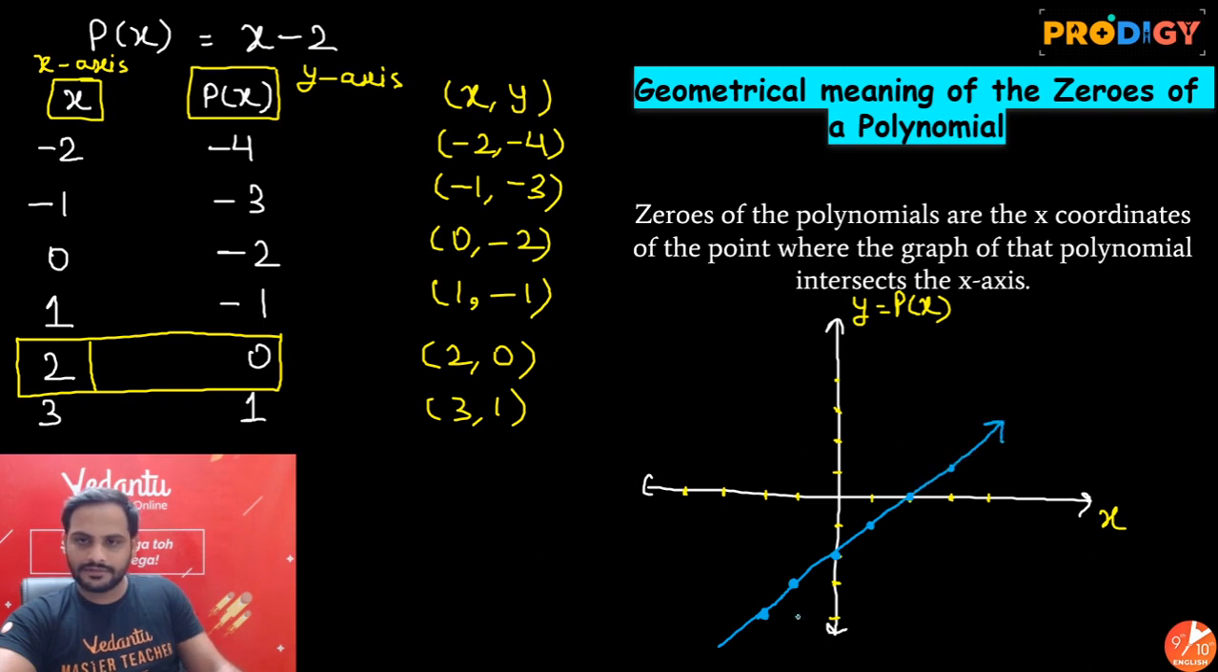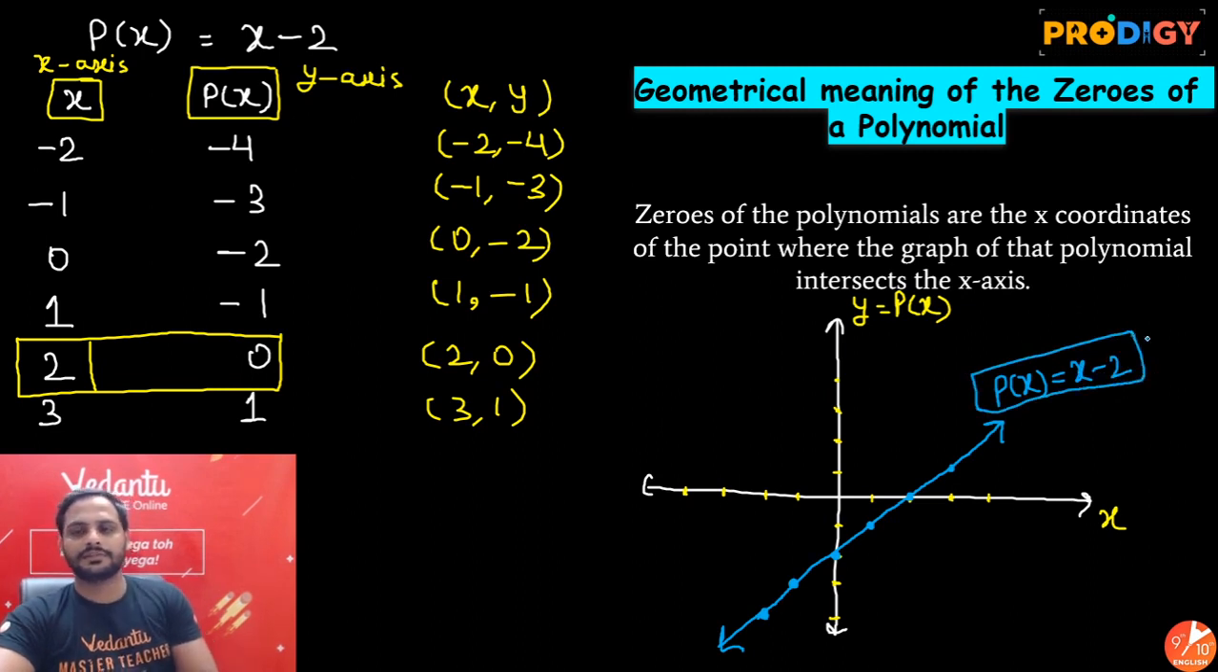I have got a line. If I join all of them, I have got a straight line. So this straight line represents the graph of P(x) = x - 2. Now student, try to understand this thing.